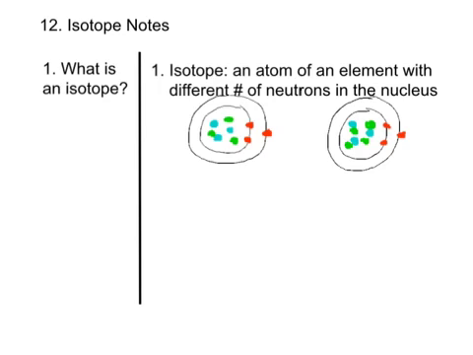All right, so what you also see is the one on the left here has 3 neutrons as well. Those are the green dots. Whereas the one on the right has 4 neutrons. Okay, so these 2 atoms of lithium are what we call isotopes because one of them has 3 neutrons and the other one has 4 neutrons in its nucleus.